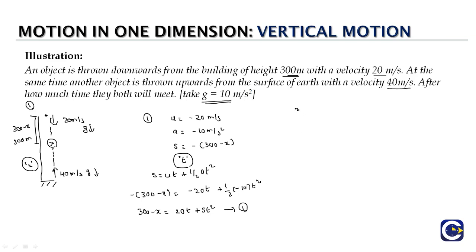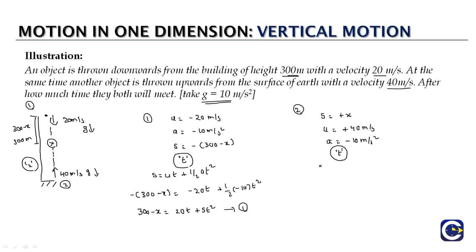Now let us go to the second particle motion, which is the particle that is thrown upwards from the surface of the earth. So for this, as it is climbing up to meet the second object, the displacement is going to be positive, plus x. The initial velocity of this, which is 40 meters per second, is also in the upward direction, so it is going to be positive. But the acceleration of this also is in the downward direction, just like the first particle, so it will be minus 10 meters per second square. And the journey time is t.